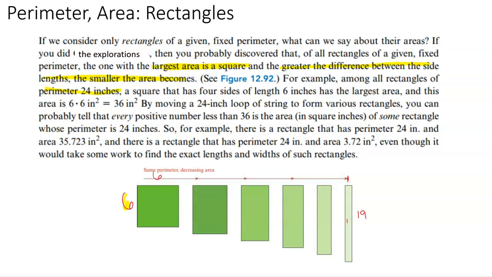6 by 6, and you get 36. And if you were to take a 24-inch loop of string and form a ton of rectangles, you would see that it would be every positive number less than 36. And so that's true. That square shape is your biggest area, and so everything is going to be smaller than that.